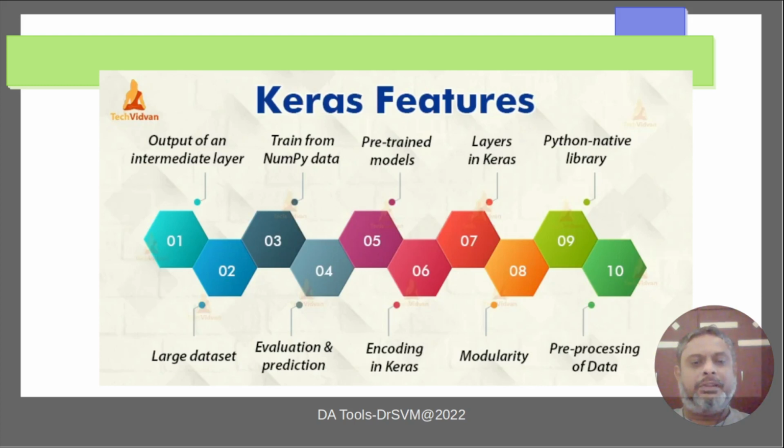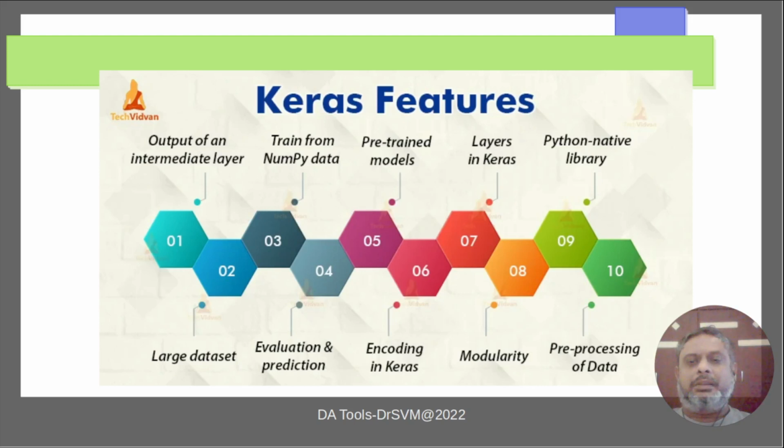Pre-trained models are available as discussed earlier. You just select the best pre-trained model for our application, and with little changes, the pre-trained model can be trained for our application. That way, a lot of time can be saved. Almost 99% of the time can be saved if we use an appropriate pre-trained model available in Keras. Encoding in Keras is possible. There are a very large number of layers in Keras.